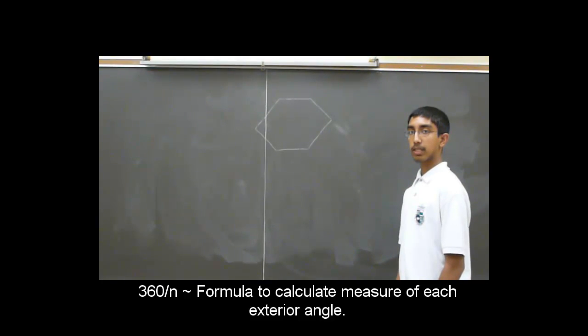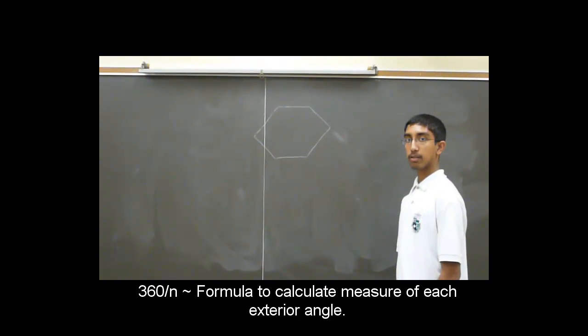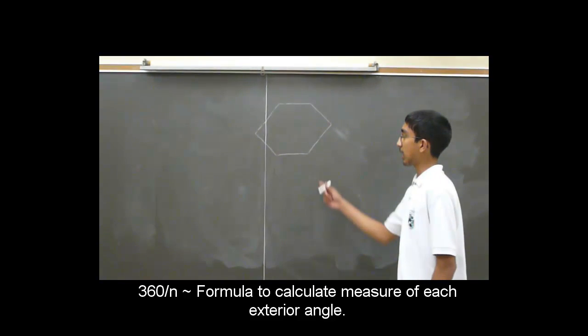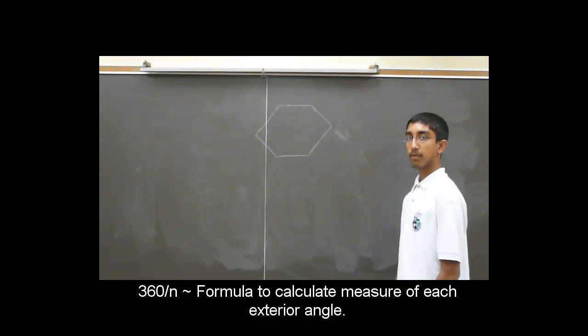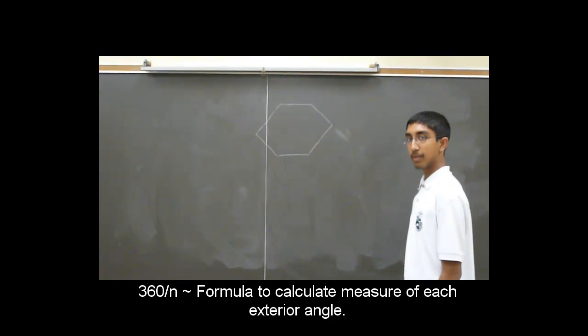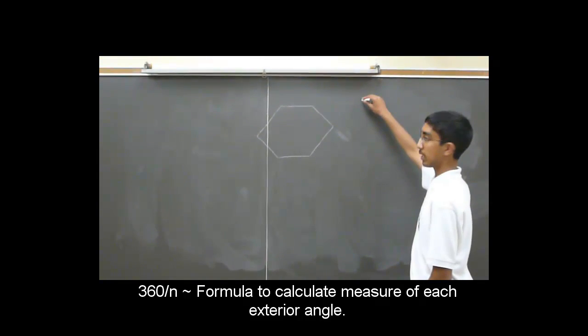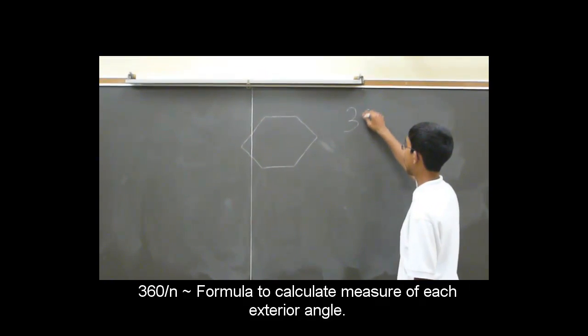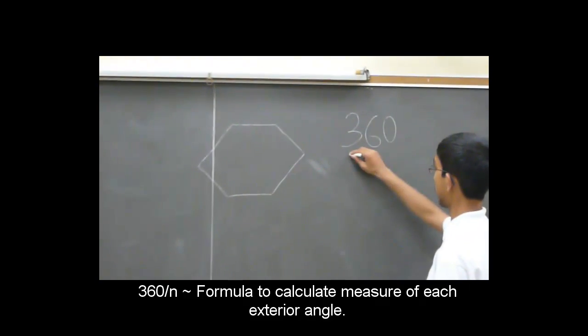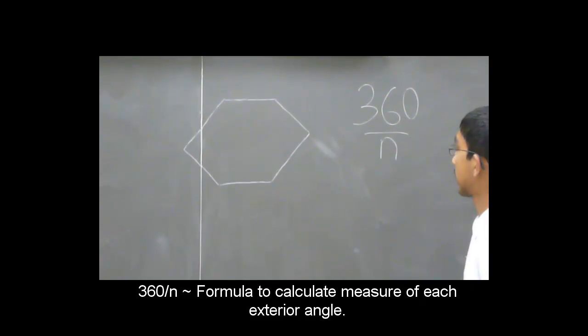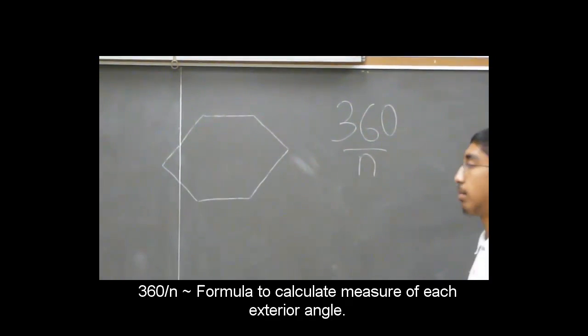Okay, this is how to calculate the exterior angle of any polygon. In this example, we had a hexagon. But before we get into that, let's go over the formula to calculate an exterior angle of any polygon. The formula is 360 over n. N is the number of sides in the polygon.